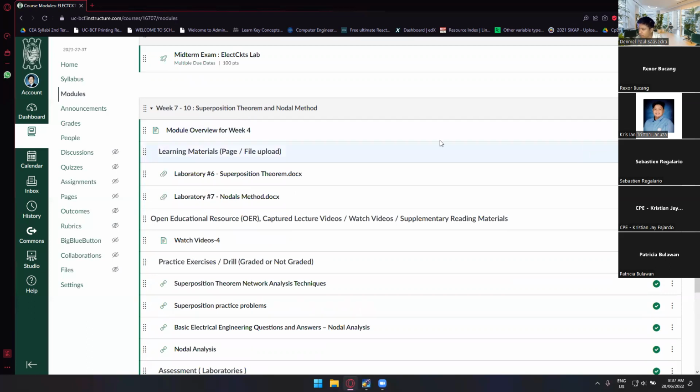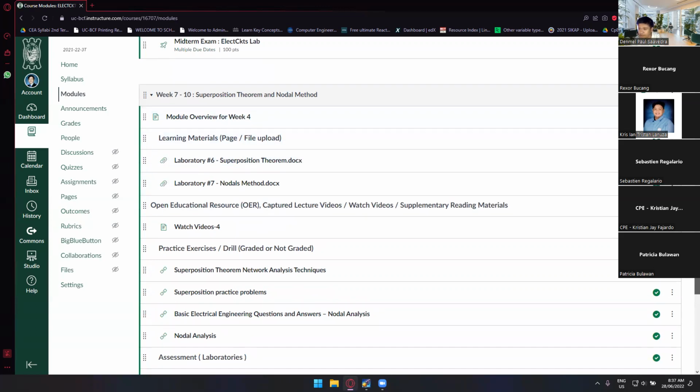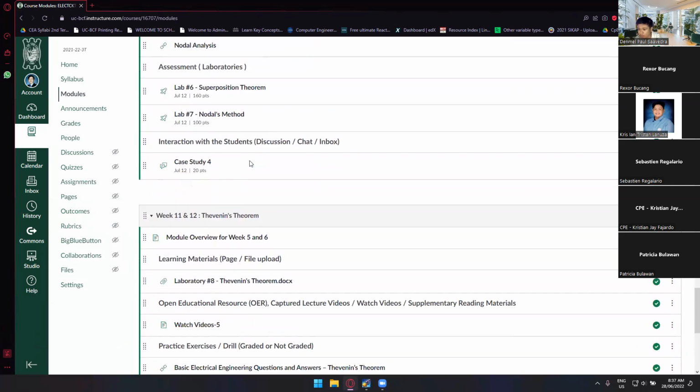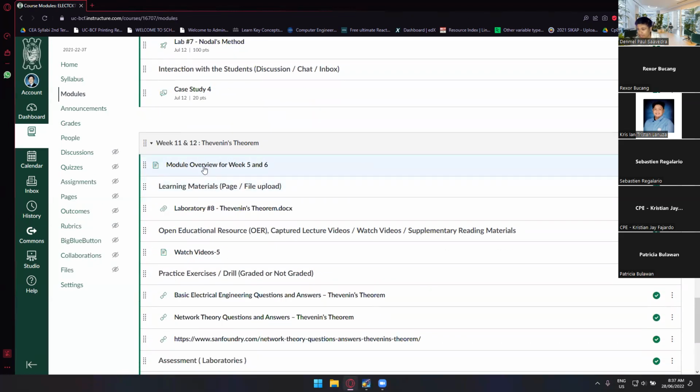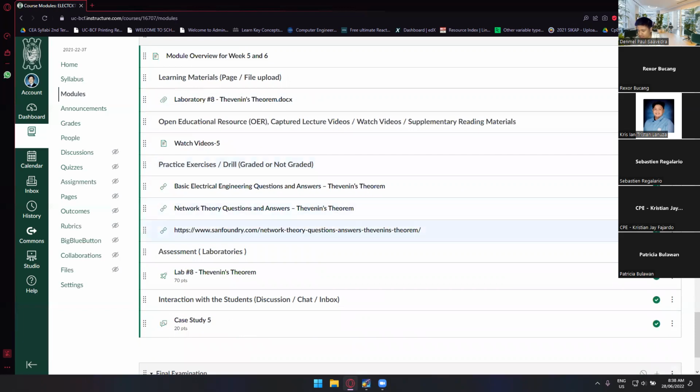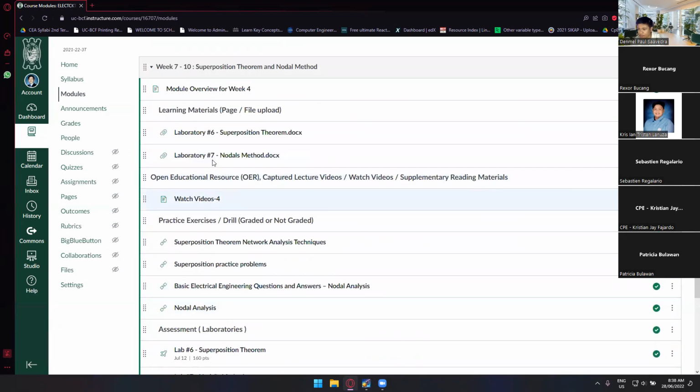For today's meeting, I will introduce to you guys the superposition theorem and nodal method. You are already done with this one in our lecture, so I'm pretty sure that you can already apply whatever you have learned in our lecture in this laboratory. For this meeting, I'll give you lab number 6 and 7. This covers weeks 7 to 12, and weeks 11 to 12 for the last laboratory, which is lab 7. But for now, we'll deal with lab number 6 and lab number 7.